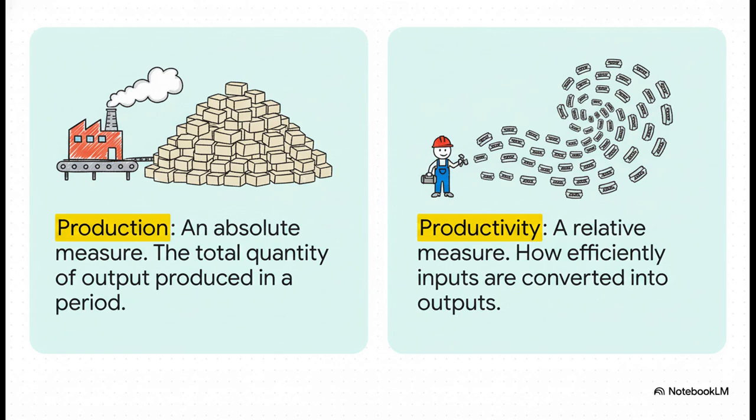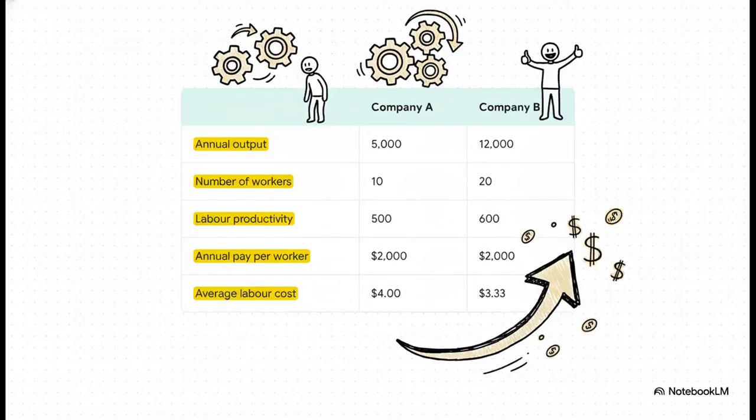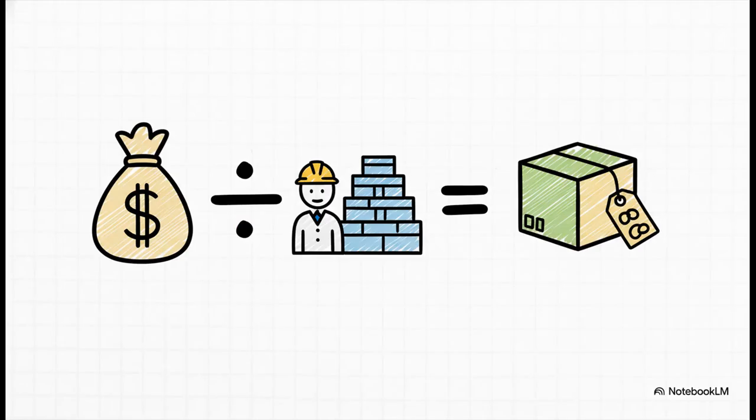It asks, for every dollar, for every hour, for every person we put in, how much did we get out? Now, this table is really interesting because it shows you the real-world impact. Just look at that labor productivity row. Company A gets 500 units out of each worker, but Company B gets 600. So even though they're paid the same, because Company B's workers are more productive, the labor cost for every single thing they make is way lower, $3.33 versus $4.00. That's a huge difference. And this just spells it out perfectly, the direct financial benefit of being more productive. The formula couldn't be simpler. Annual pay divided by labor productivity.